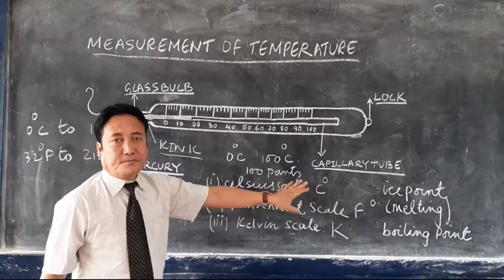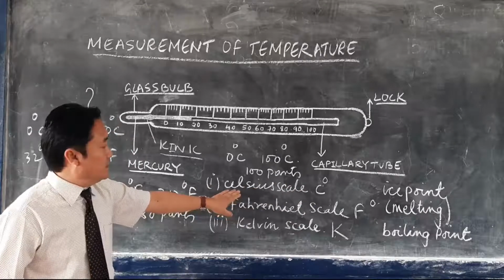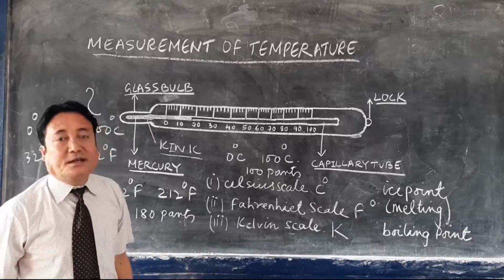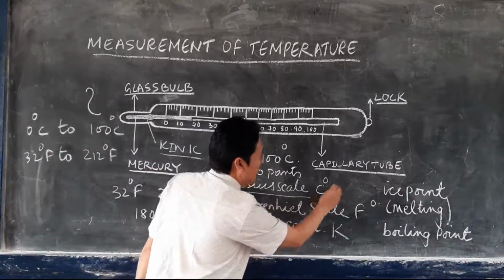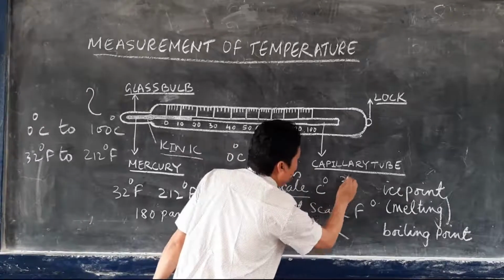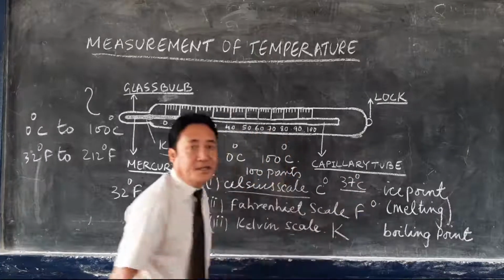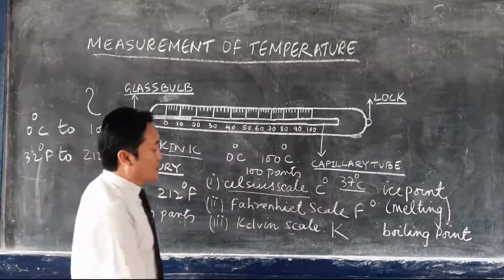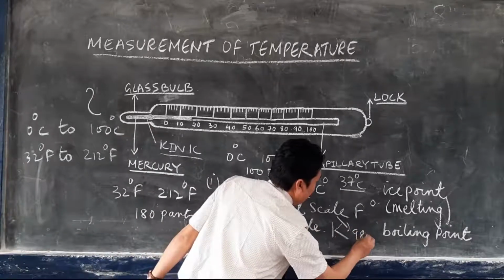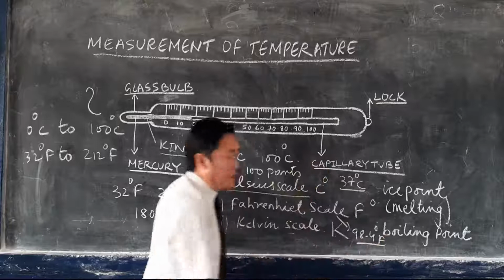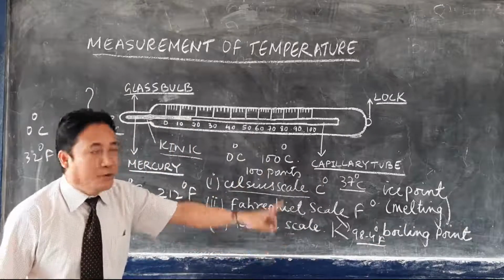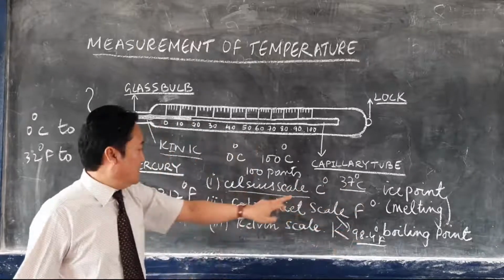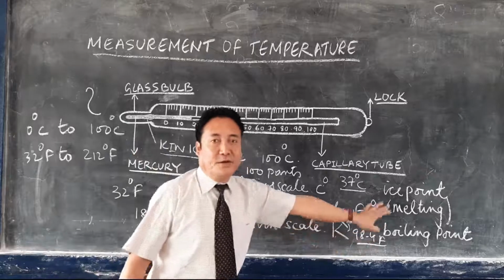Also, in a Celsius scale, the normal temperature of the human body is considered as 37 degrees Celsius, and in a Fahrenheit scale, the normal temperature of the body is taken as 98.4 degrees Fahrenheit. So this is the normal temperature of a human body: 37 degrees Celsius in the Celsius scale, and 98.4 degrees Fahrenheit in the Fahrenheit scale.